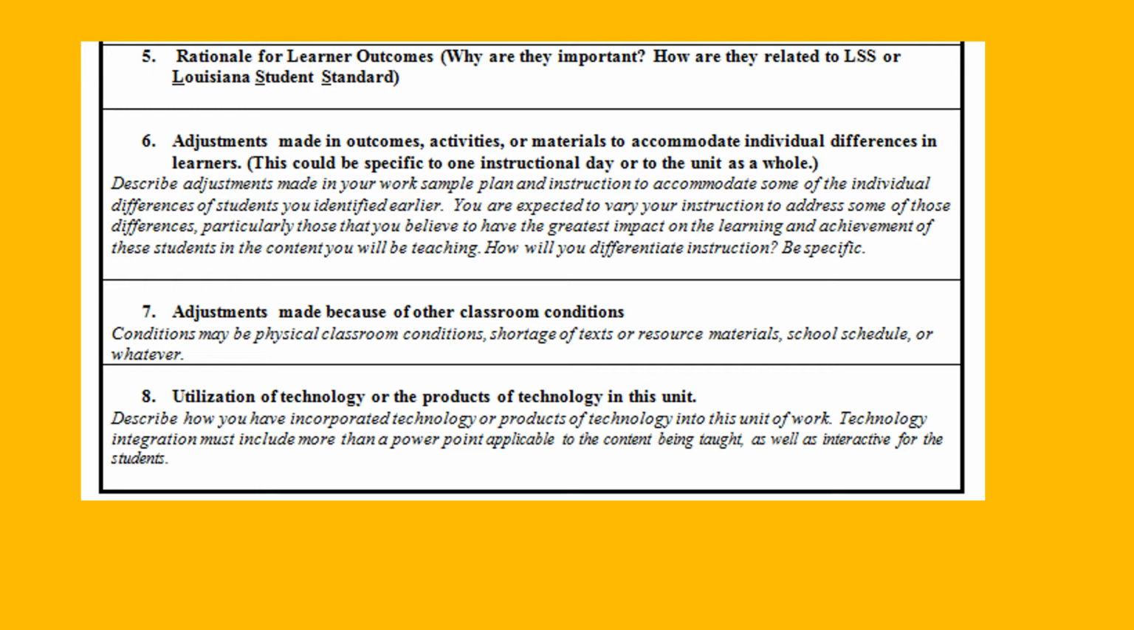Number 6 asks, what kind of adjustments will you have to make with your outcomes or your activities or the materials that you're going to be using for differentiation within your instruction? And so this is where I noted for you earlier, the individual differences section of the teacher candidate work sample will be used. So if you tell us that you have 5 gifted students, then in this section, 6 adjustments made, you would say Day 3, the activity for the 5 gifted students will be changed to include what?